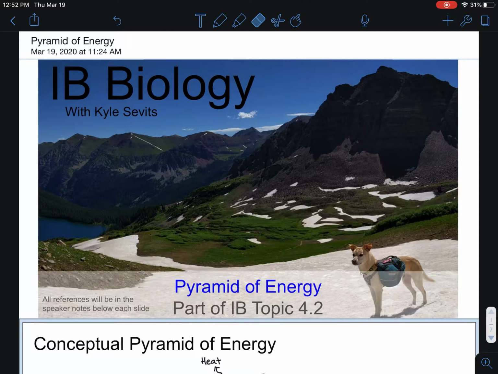From 4.1, a quick reminder that we had looked at how matter cycles. Energy flows, but matter cycles. Carbon just goes round and round as glucose, as CO2, as glucose, as CO2, as one example.